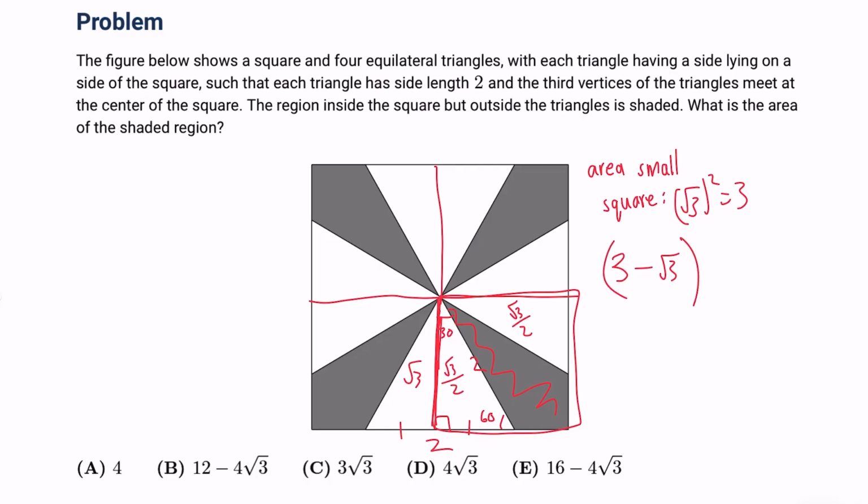Well, we're going to multiply this by 4 because there are 4 of them in all. So that gives us 12 minus 4 times the square root of 3. So the answer is B.